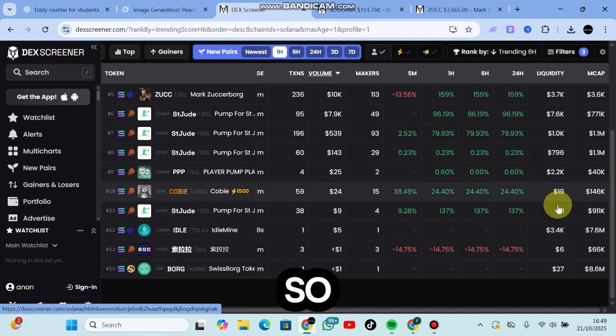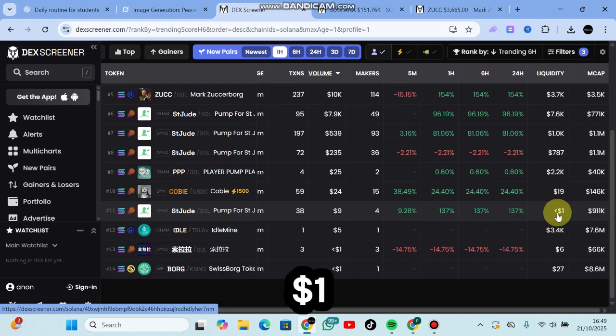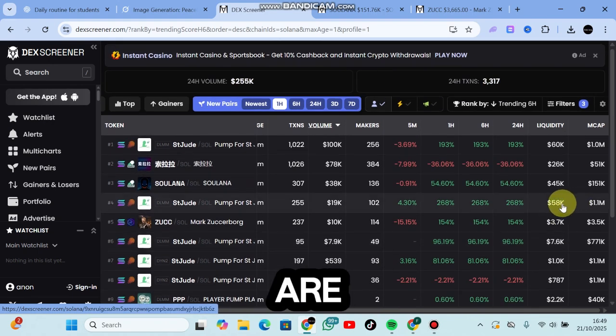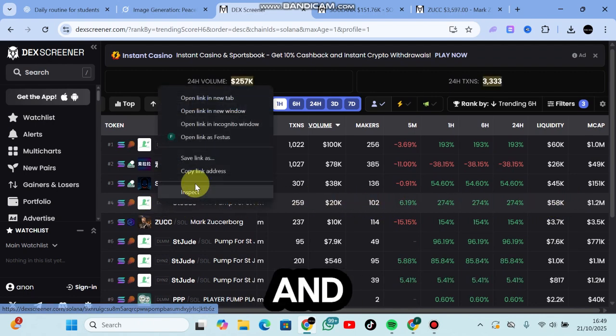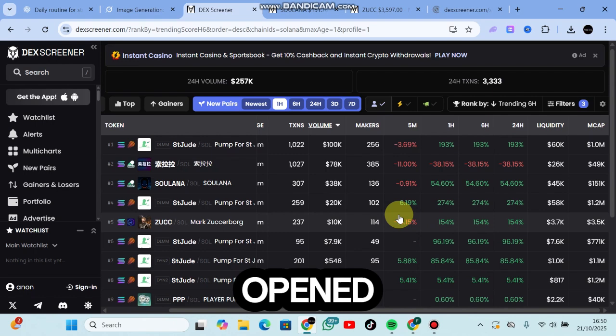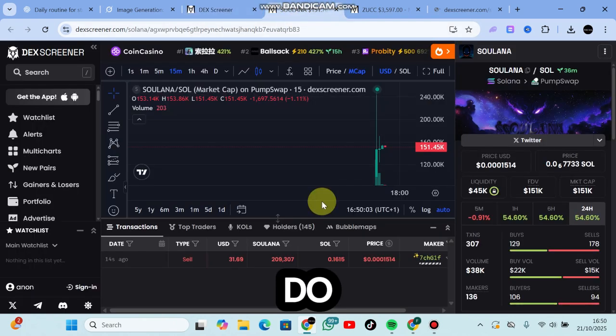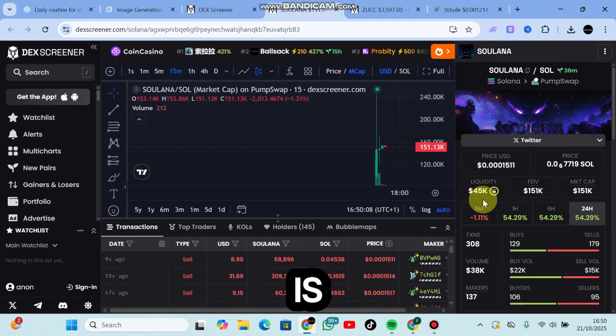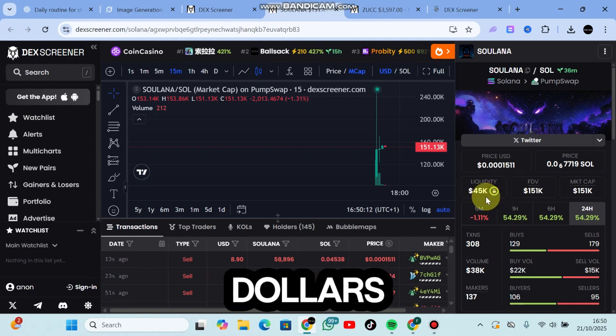So you can see this particular liquidity is less than $1. This is very bad. I just check the ones that I feel are good. I open them up, and if I like them, I trade them, very easy. So I've opened up a few of them. What I need to do is simply go to the chart and check them. So it's showing me that liquidity is locked. 45k liquidity, 55k dollars. Liquidity is locked.